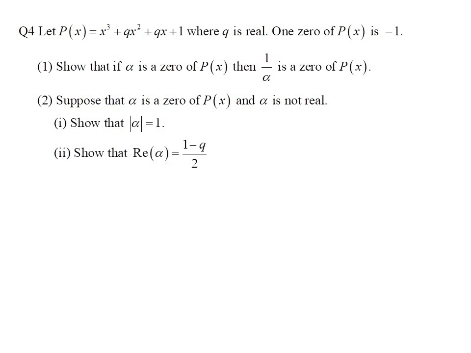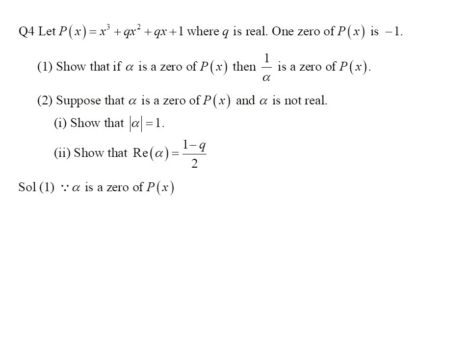The second question has two sub-questions given the criterion that alpha is not a real zero of p(x). The first sub-question is to show that the modulus of alpha is 1, and the second one is to show that the real component of alpha equals (1 minus q) divided by 2.